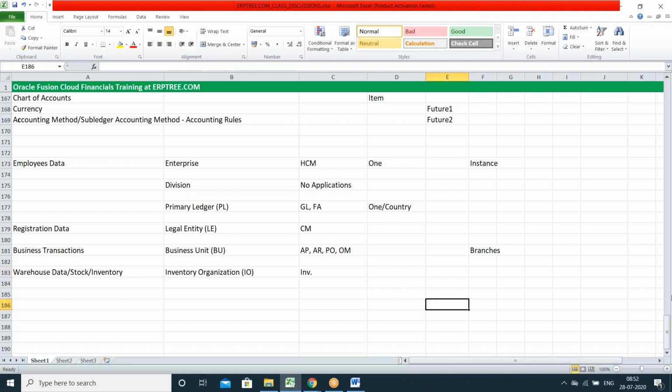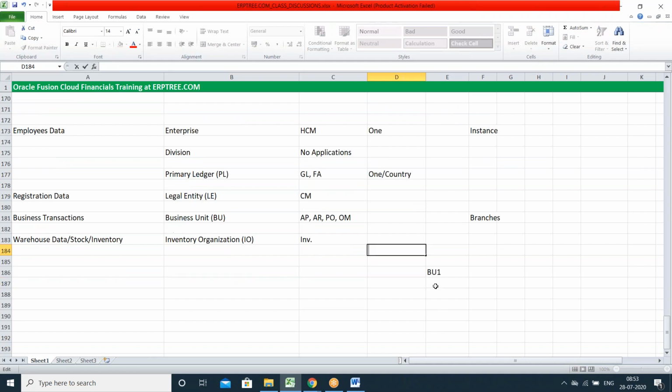Okay. Say I have one BU1. If I have BU1, I have to create one company also. The company name I'll give 1,000. So the very first point is, how many BUs we have, accordingly we have to create the companies. I'll take a simple example: BU1, BU2, BU3. Three business units we have. So accordingly, you have to create three companies.